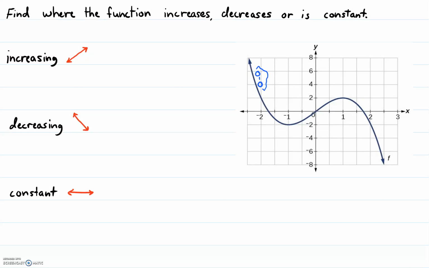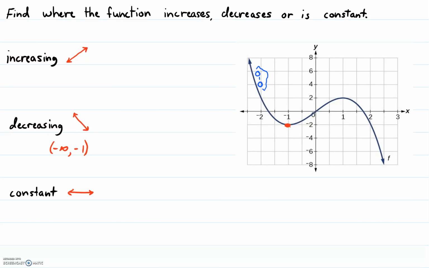So from negative infinity, looking at this graph, all the way until we get down to the bottom of the hill, -1, is going to be an area where we're going downhill. So when we're talking about decreasing, that fits the bill. So everything from negative infinity all the way to -1 is going to be decreasing.